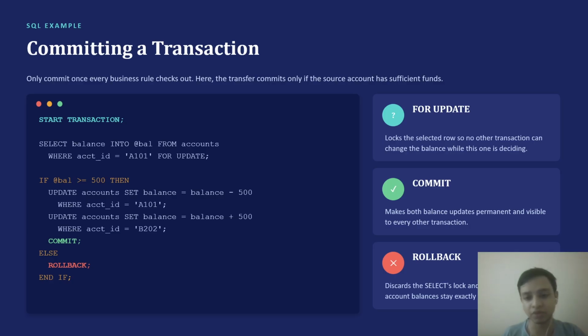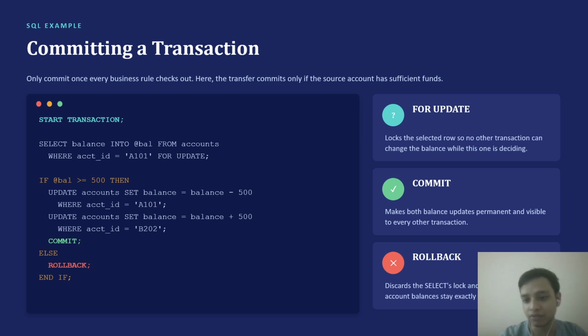Now there is an example for committing a transaction. We have statements. We started a transaction. We select the balance from the accounts table where account ID is A101, and we are updating it. If the balance is greater than or equal to 500, we deduct 500 from that account and add 500 to the other account. So here the transfer of money is happening.